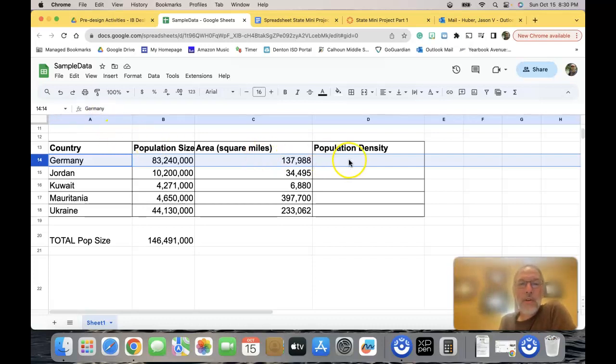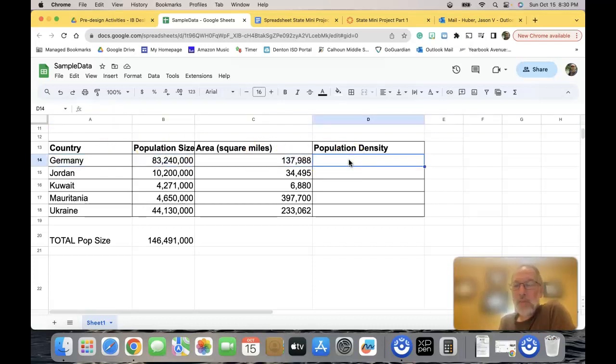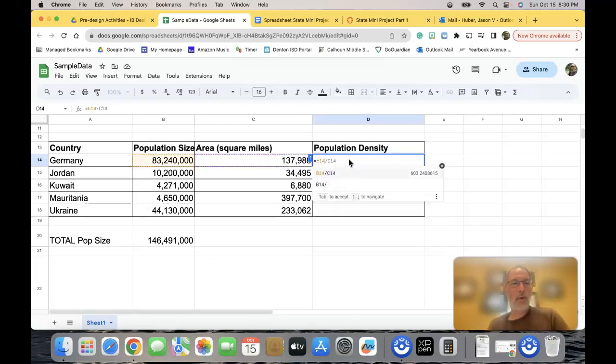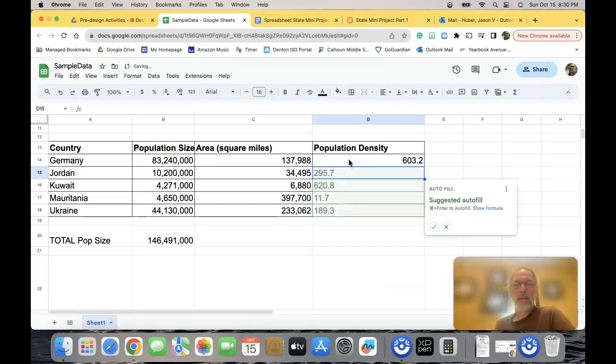Okay, what if I want to figure out population density, the number of people per square mile? So I have to use those two numbers and create a formula. Okay, well, let's do that. So equal sign, I'm going to start with B14, the population, and I want to divide that by C14, the area, to give me the number of people per square mile.